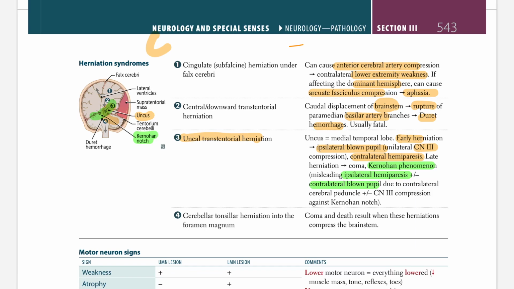The last part here is the cerebellar tonsil herniating through the foramen magnum. It's going to compress the brainstem, which has all the vital centers, so it's going to cause coma and death in that patient. And that is all for herniation syndromes.